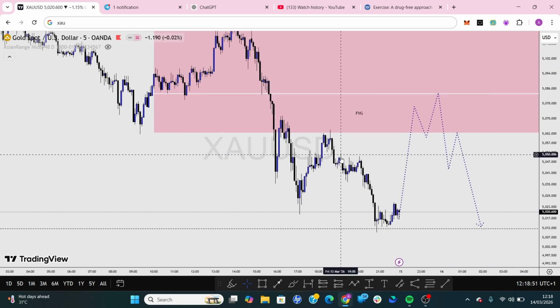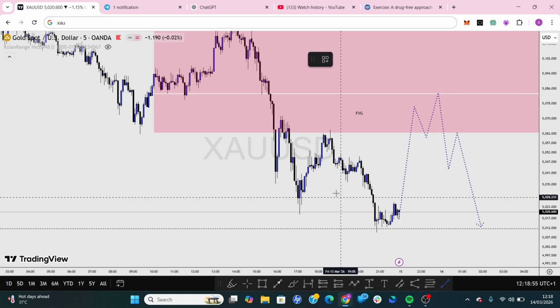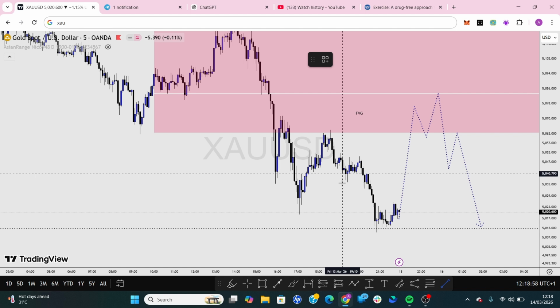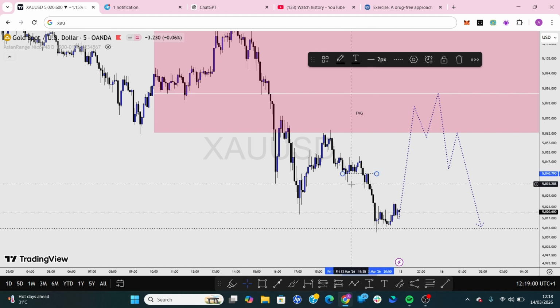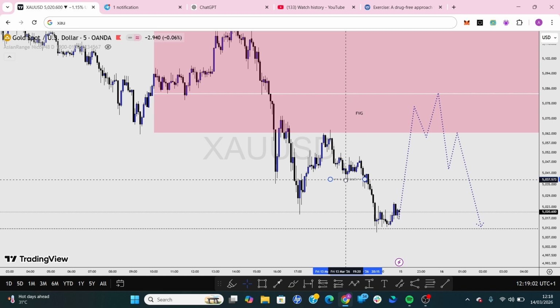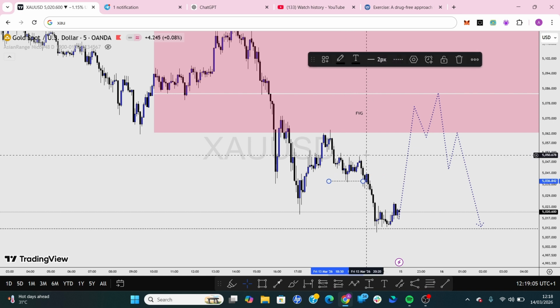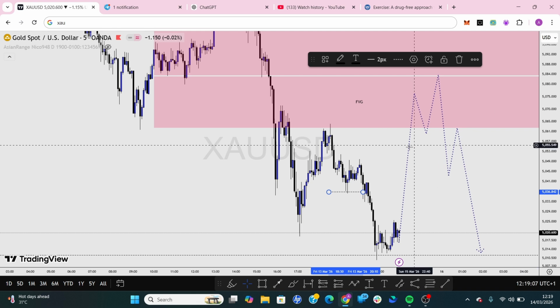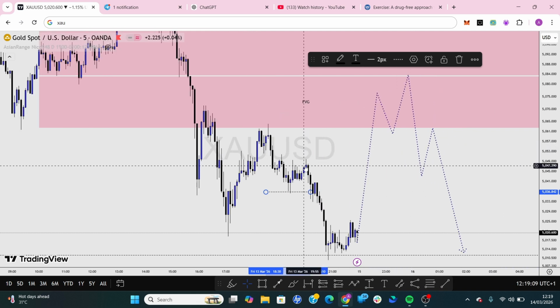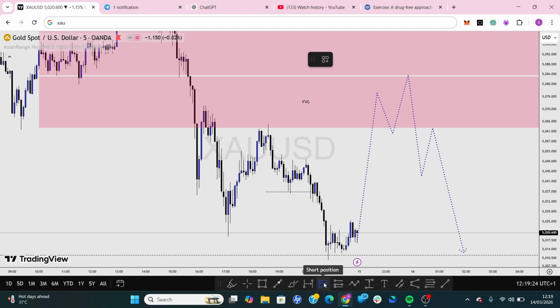This is the 5 minute. If you want to sell gold around this zone, targeting this liquidity, after the closure of this last 5 minute candle, you will be preparing to sell the market. Let me show you how to put a stop loss now.